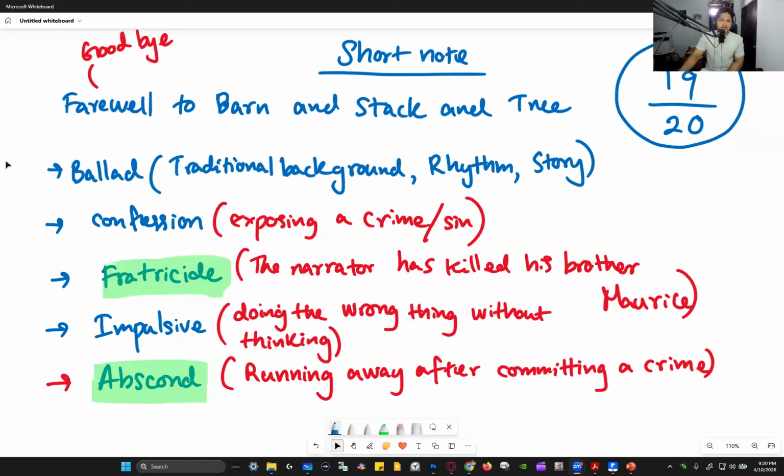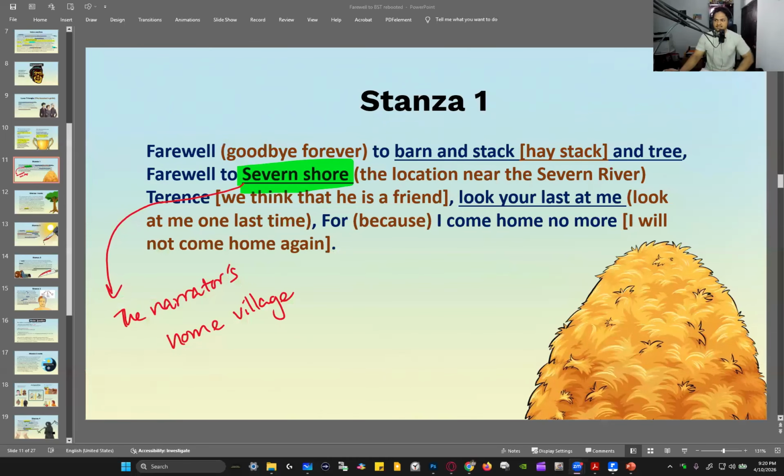Farewell to barn and stack and tree. Farewell to Severn Show. What is Severn Show? Severn Show is the name of this location. Yes, it is in Scotland, I think, Hafsa. Yes, it is a place in Scotland or somewhere. Farewell to Severn Show.